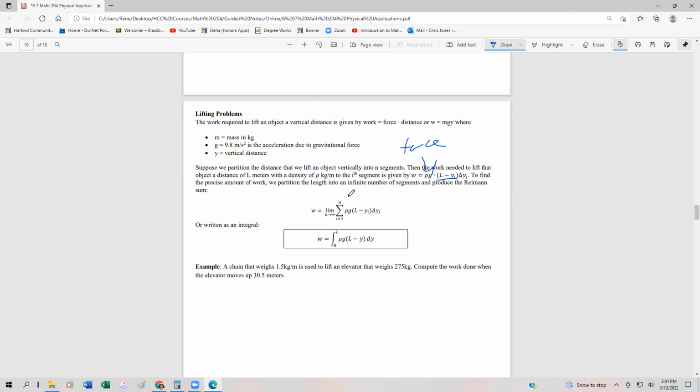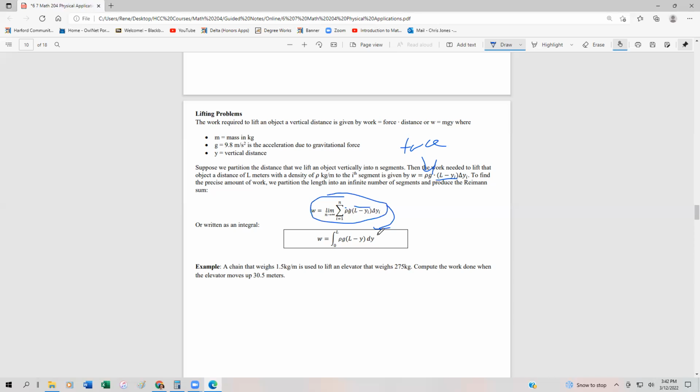Of course, we want to partition this into an infinite number of segments, and that's going to give us this Riemann sum for the work. So remember, this is going to be our density, and then we have our gravity, and then we have the distance, which is going to be partitioned equally. But as an integral, we could just go ahead and set it up like this. We have to know what the density function is, but we also have to know what the force due to gravity is. We have to know the length, etc.